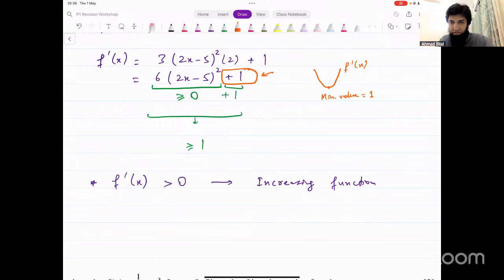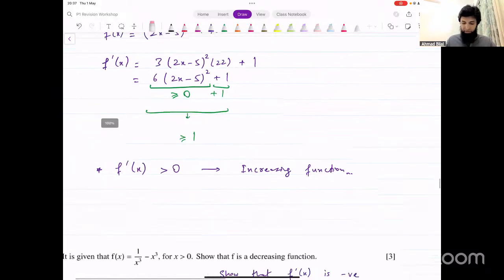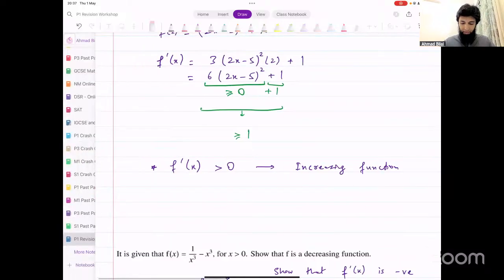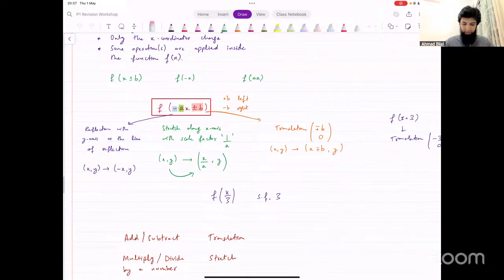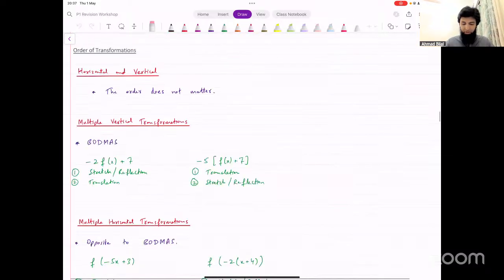Okay, function transformations. Let me come to that quickly. Let's look at function transformations. In function transformations, the order has to be this. This is extremely important. Recent questions in this are sometimes quite tricky.